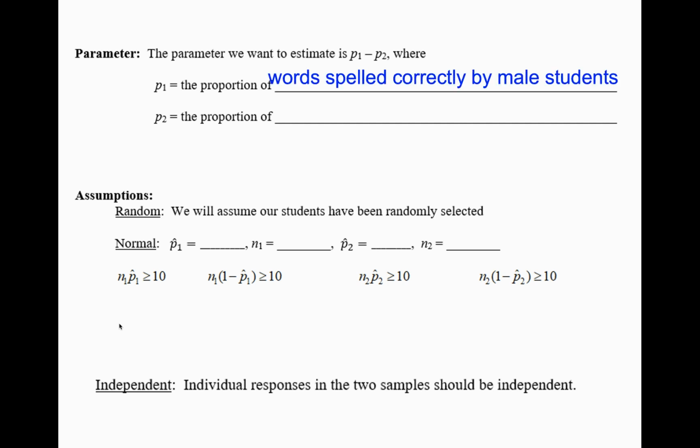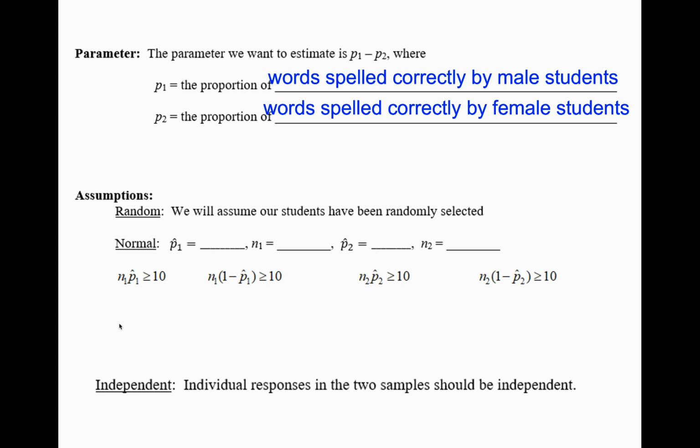So in this case, I'm going to define P1 as the proportion of words spelled correctly by the male students in our class. P2 is the proportion of words spelled correctly by the female students. It does not really matter which order you subtract them in. I just chose that order because that's the way they were in the table that we recorded the data on page 1.